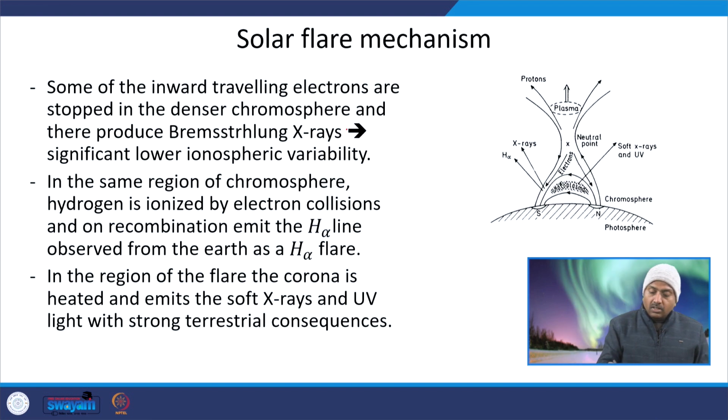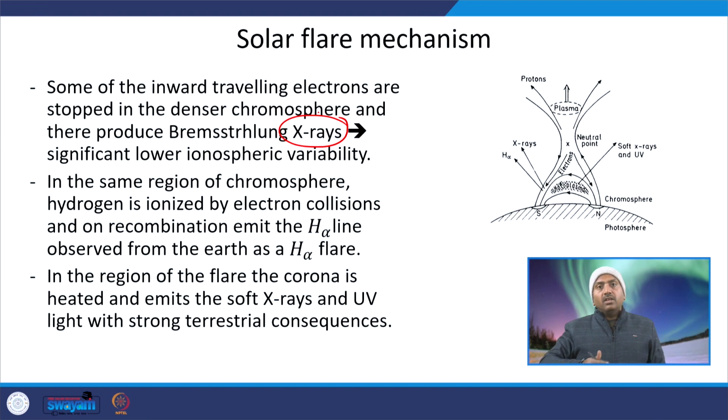Okay, so it leads to the formation of X-rays, and if this radiation is traveling towards the Earth, it will induce significant ionospheric variability. And in the same region of the chromosphere, hydrogen is ionized by electron collisions, and on recombination emits the H alpha line. So, the hydrogen is excited by energetic electrons in the same region of the chromosphere, and when they recombine, they emit the characteristic wavelength or energy at H alpha. And this H alpha can also be seen from the Earth, and this is also referred to as the H alpha flare.